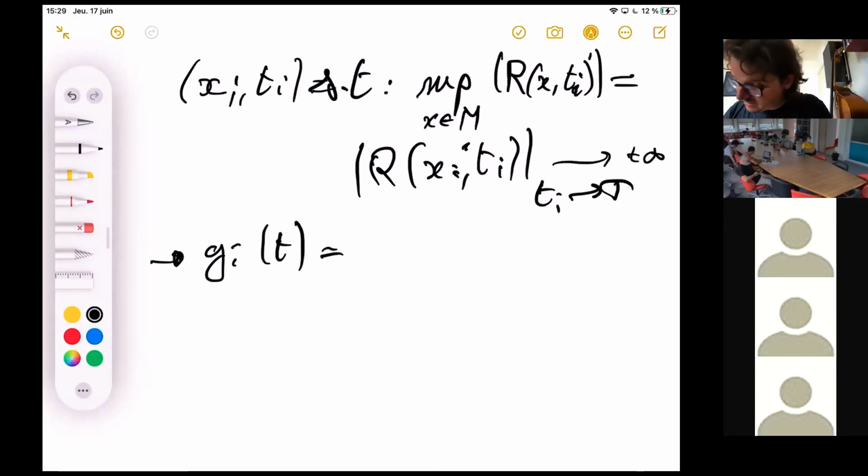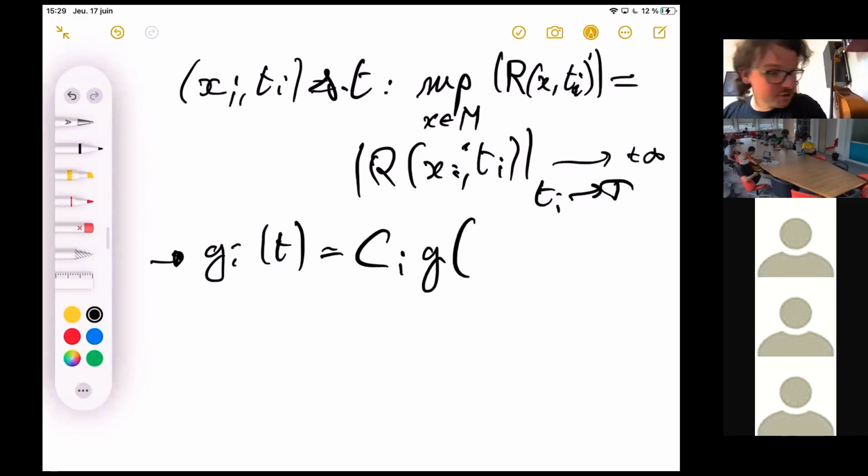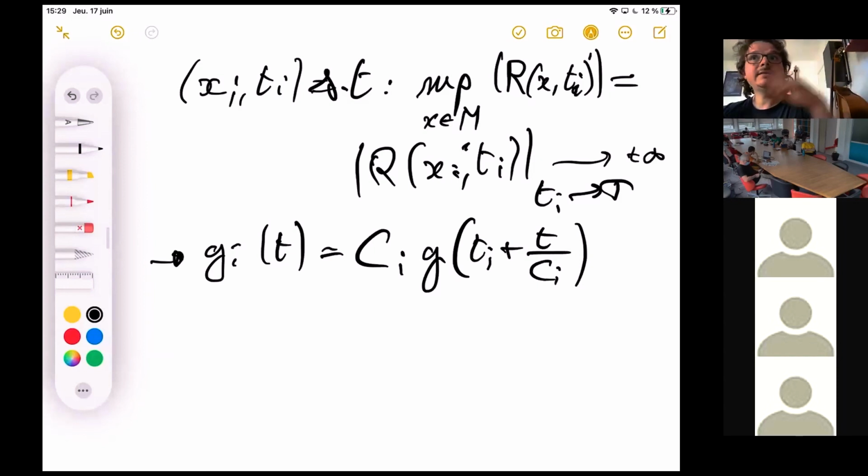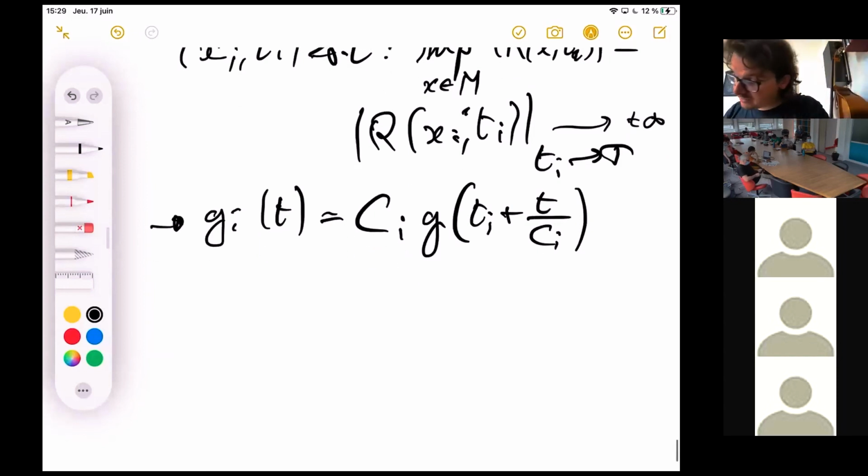It's a good exercise to check that these are actually Ricci flows. So ci g of ti plus t over ci. So this is a parabolic rescaling. And then we would like to extract a converging subsequence.